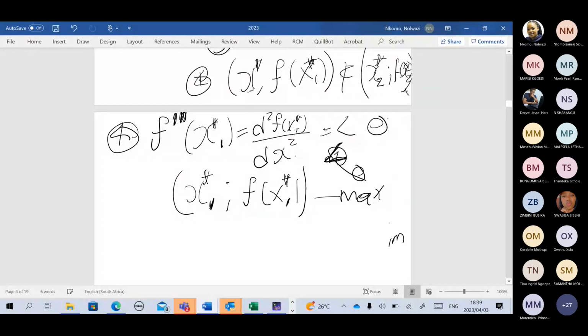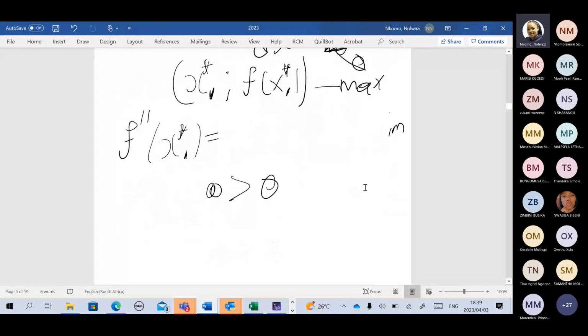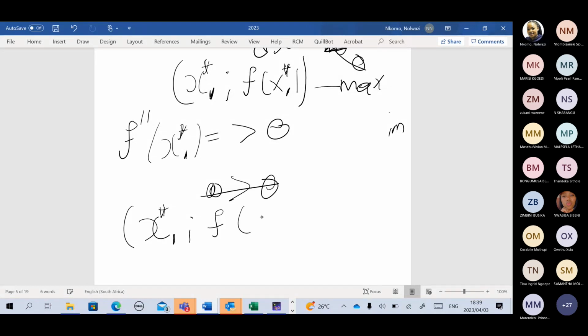Again, if you substitute x star 1 into your second derivative and the result is greater than 0, okay, greater than 0, this means x star 1 corresponding to f of x star 1 is a minimum point. Or you can say it's a minimum turning point.